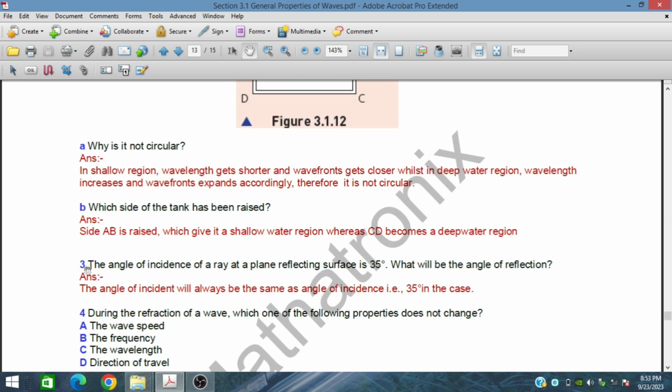Now question 3: the angle of incidence of a ray at a plane reflecting surface is 35 degrees, what will be the angle of reflection? It will be the same, 35 degrees in this case.